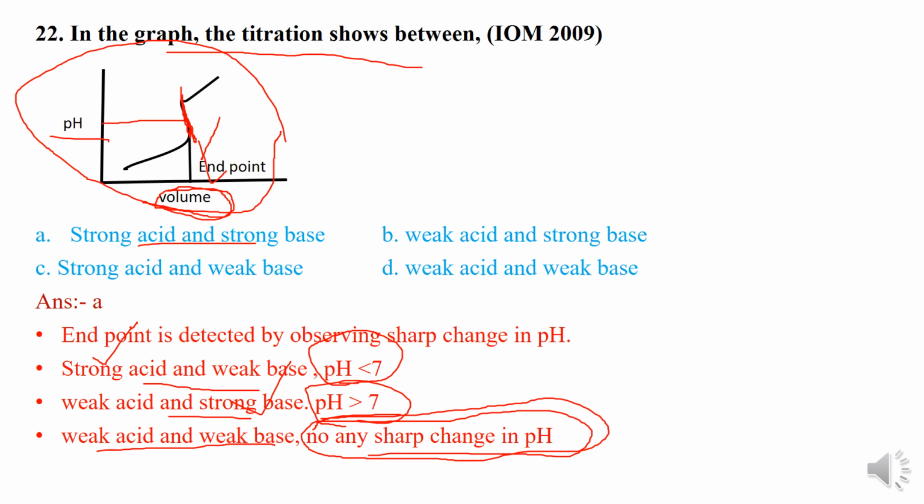In case of strong acid and weak base, or weak acid and strong base, the graph will be of another type. So I will discuss this graph for strong acid, weak acid, and strong base in another lecture. That is volumetric analysis part 2. We will discuss this there.